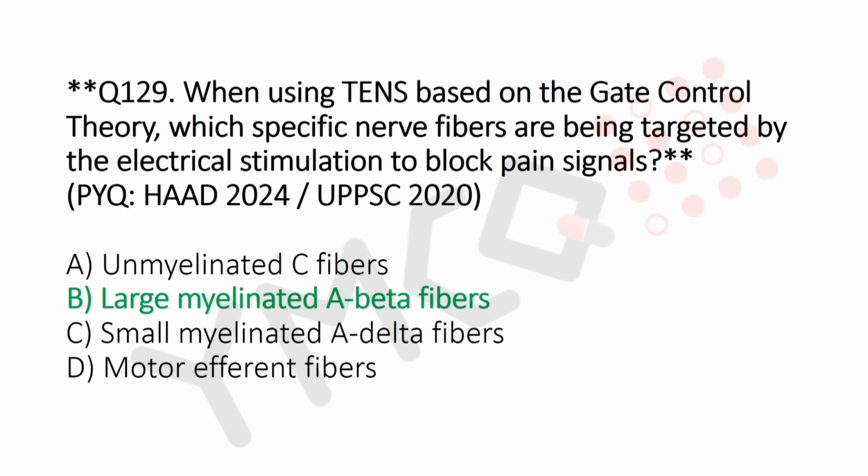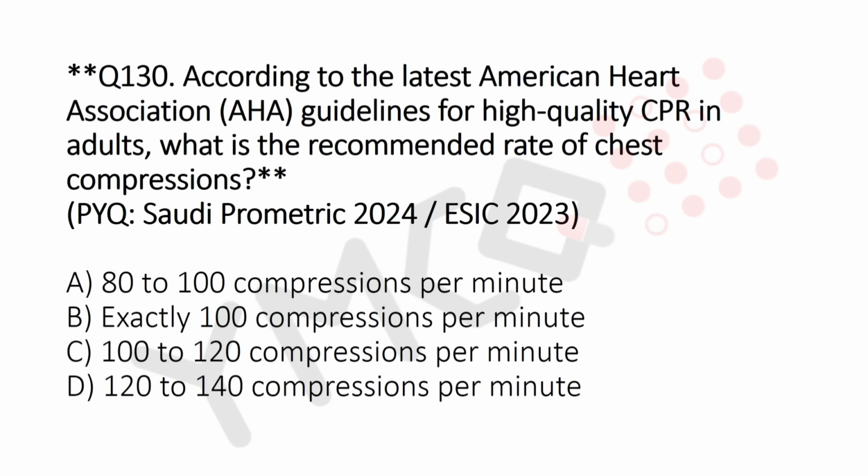TENS sends a comfortable buzzing sensation through the fast, large A beta fiber. These fast signals reach the spinal cord first and close the gate on the slower pain signal coming from the C fibers. Okay. Now let's move to question number 130.